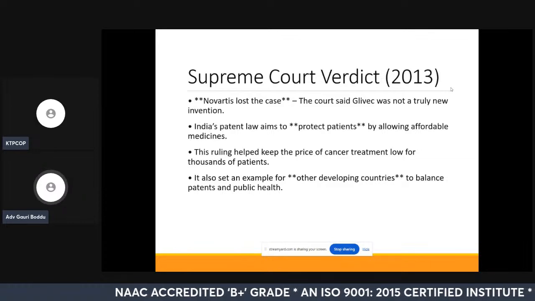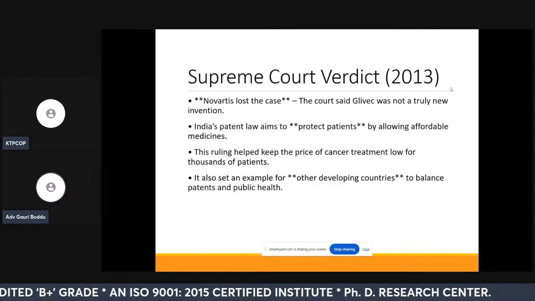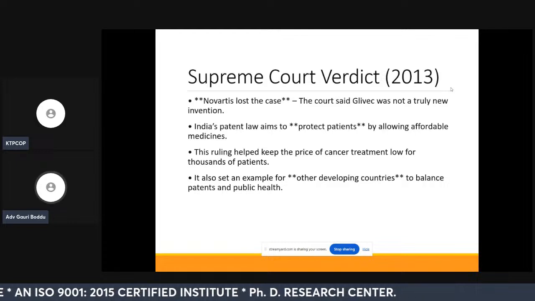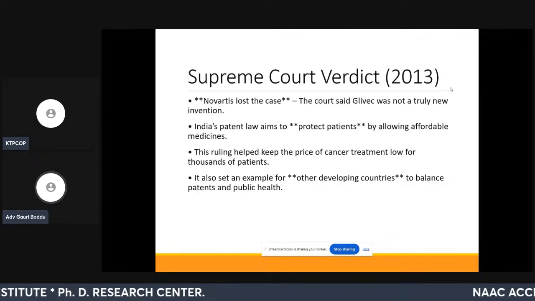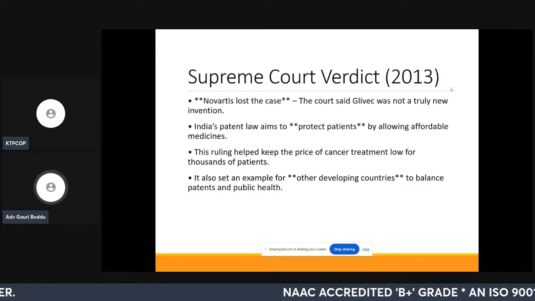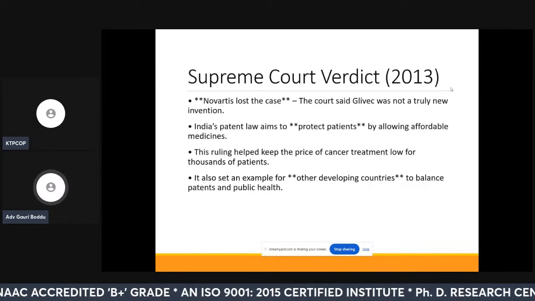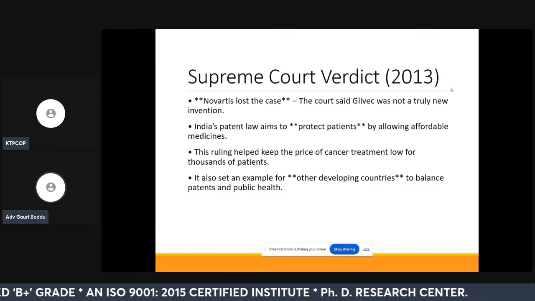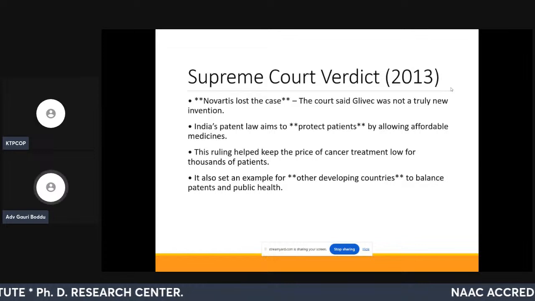India's patent law aims to protect patents by allowing affordable medicines. This ruling helped keep the price of a cancer treatment low for thousands of patients. It also set an example for other developing countries to balance patent and public health. So, this was the Supreme Court's verdict that they want to make the medicines affordable and keep them at low prices where everyone can afford it.